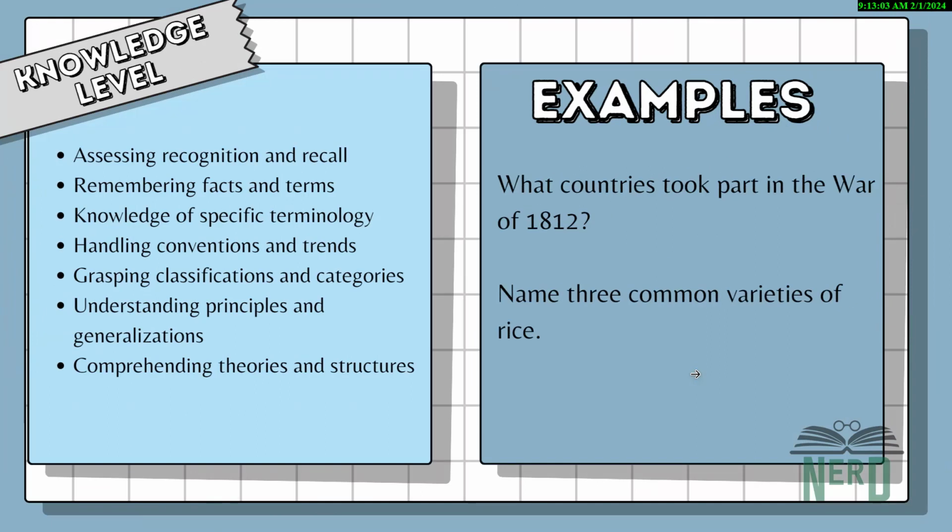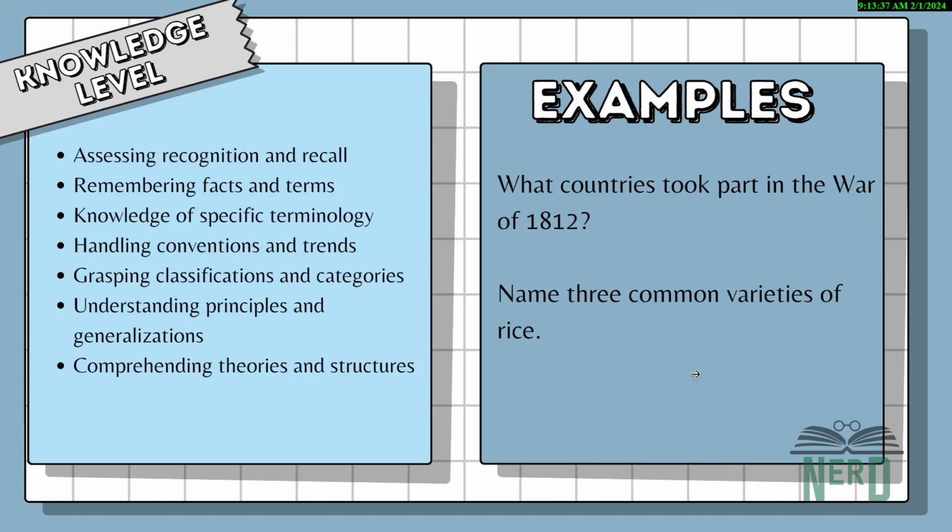So let's dive into the first level of this taxonomy. Picture a teacher in a classroom trying to figure out if the kids have got the basic facts down. It's all about checking if students can remember and recognize the stuff they have been taught. For example, a teacher might ask, what countries were throwing punches in the war of 1812? Or can you list three kinds of rice that people commonly eat?